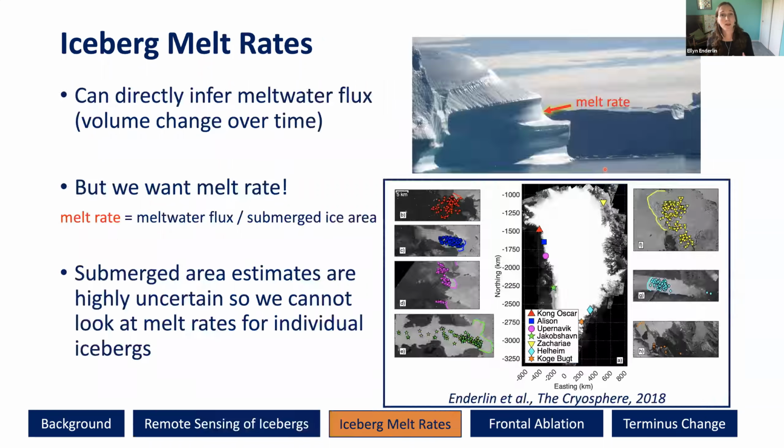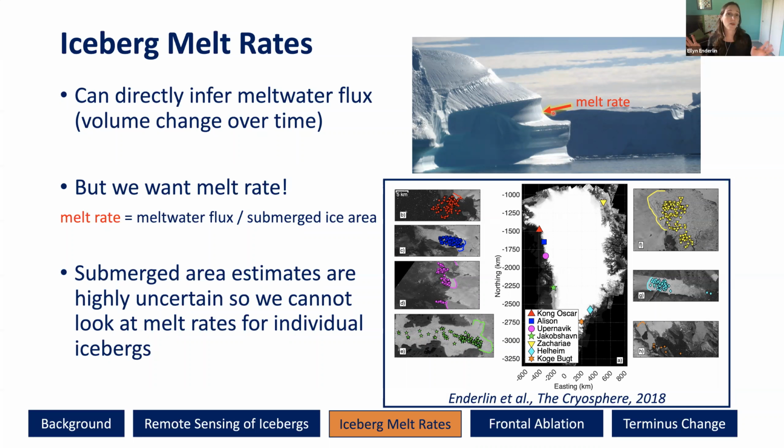The thing about this is that we can directly infer the meltwater flux, the volume change over time, by looking at the elevation changes. But we want melt rates. We want that rate of melting orthogonal to the ice face, and that's what I have illustrated with this arrow here. It's the area average melt rate, and to get it, you have to divide by the submerged ice area.